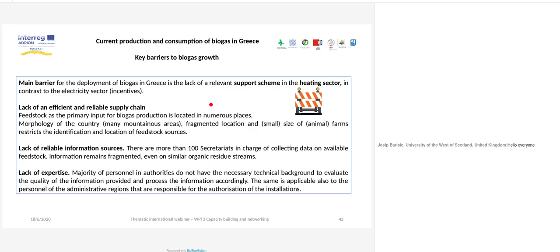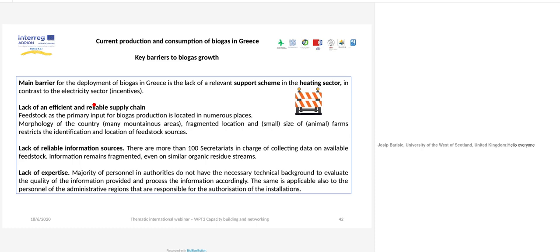Some barriers regarding biogas growth. The main barrier for the growth of biogas here in Greece is the support scheme in the heating sector, which is almost nonexistent in contrast to the incentives provided for the electricity sector. So this is the main barrier. However, we also have a lack of an efficient and reliable supply chain.